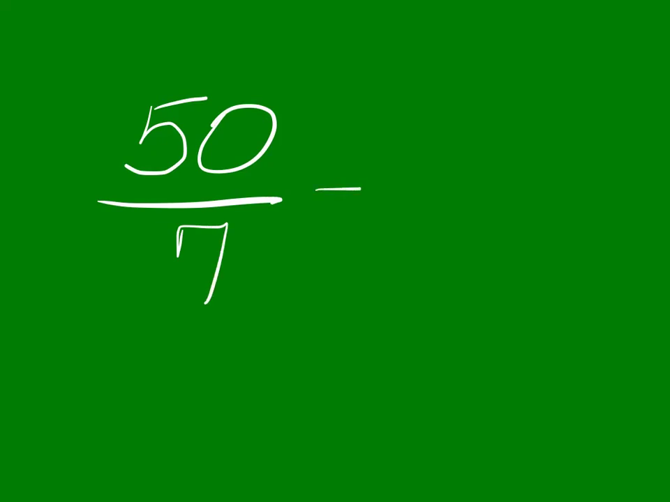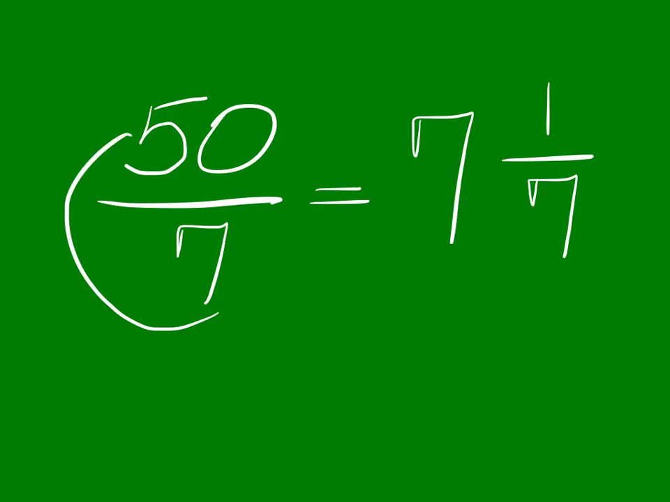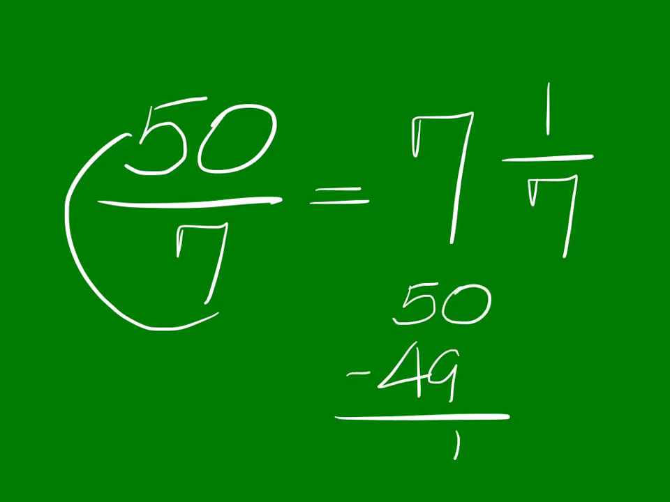What would 50 over 7 be? 7 and 1/7. 7 into 50, 7 times, which is 49. So subtract it from 50 and have 1 left over. Bring this one up, drop it off.